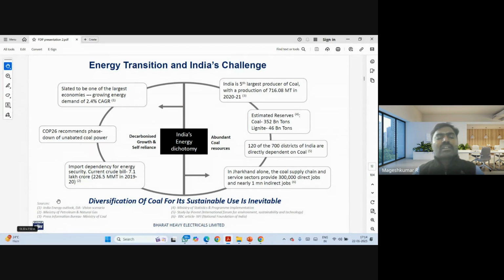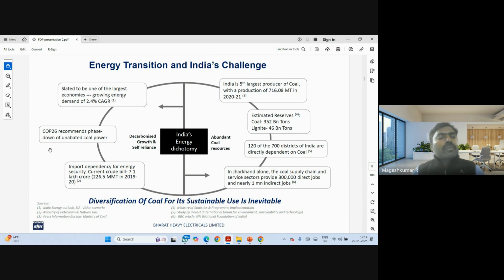Right now, India's Coal Gasification Mission 2030 document has been prepared, which targets converting 100 million metric tons of coal through gasification to coal-to-chemical products. This target helps meet the international COP26 commitment to phase down unabated coal power. Unabated means where the carbon dioxide is not captured.